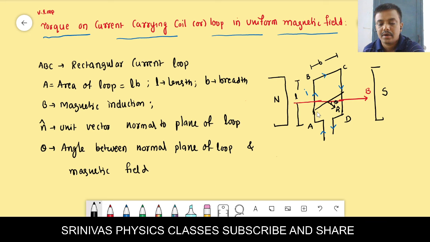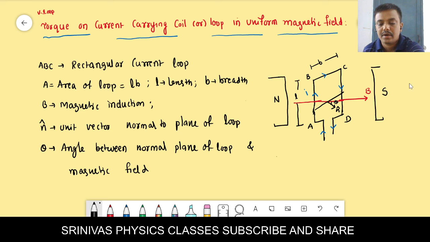Now this is a current carrying loop ABCD that is kept in the magnetic field. At the moment, on the AB side force will act. What is the force on the AB side? What is the direction of the force on the AB side? AB is a current carrying wire that is kept in the magnetic field. Whenever a current carrying wire is kept in the magnetic field, it experiences a force. Is it correct?